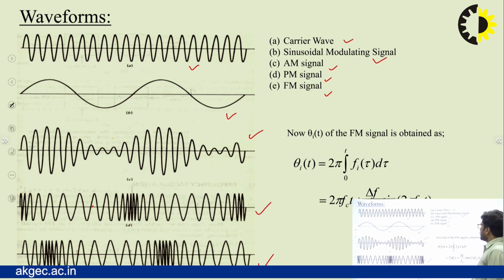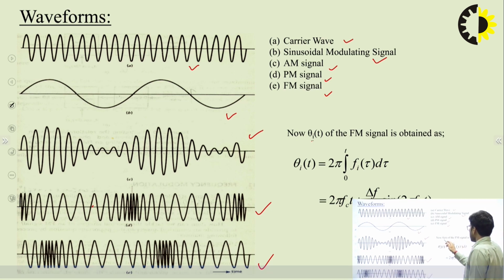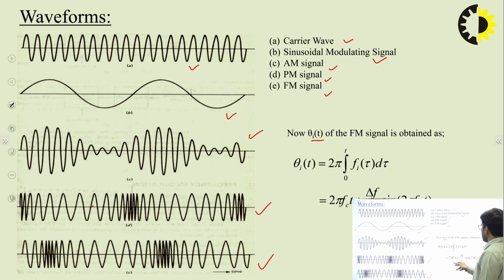Now, we are talking about the FM signal. Theta i, the instantaneous angle of the FM signal, is obtained by this equation. If I take the integration of 2 pi f_i dt, we have the final equation 2 pi f_c t plus delta f over f_m sine 2 pi f_m t. So delta f over f_m is known as beta, the modulation index of frequency modulation. So this one is the modulation index.